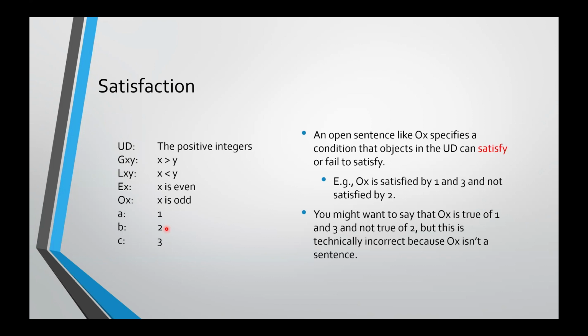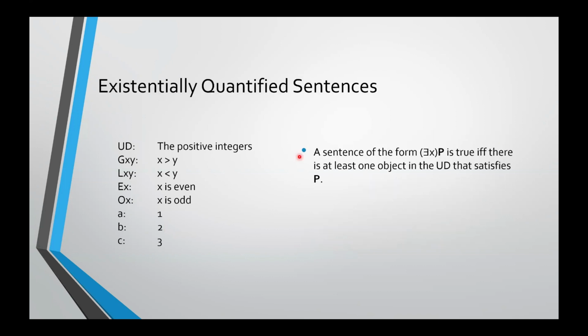This is why we have this notion of satisfaction. We don't see this as being a sentence that's making an assertion that can be true or false. We see this as providing a condition that an object can satisfy or not satisfy, which is what we need for making sense of the truth conditions of the quantifiers. So we'll look at existentially quantified sentences first.